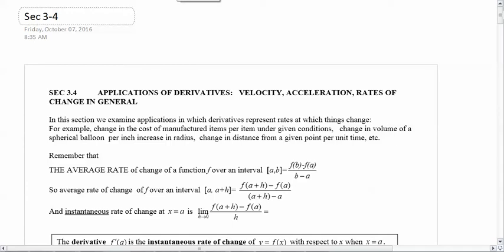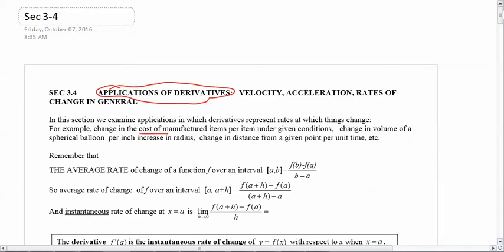Section 3.4, the first page and a half. We're going to do this pretty quickly. This section is all about applications of derivatives. We examine applications in which derivatives represent rates at which things change. For example, change in the cost of manufactured items per item under given conditions, change in volume of a spherical balloon per inch increase in radius, change in distance from a given point per unit time, etc.